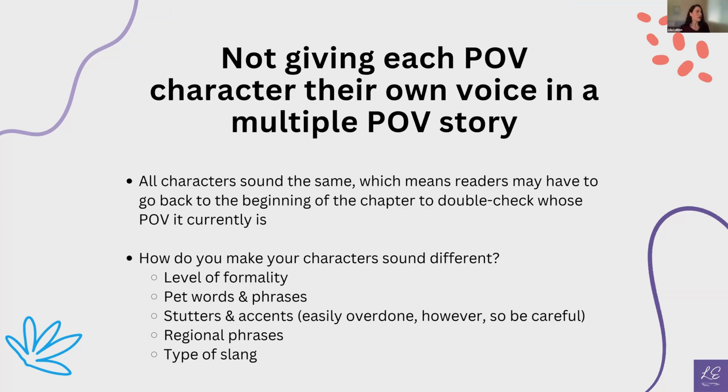because the narration and that character's dialogue should be very tailored to that character's personality and background. And so the way you can do that is just make sure you know each character really well, and know what the level of formality is when they speak. Do they have any pet words or phrases that they like to use? Do they stutter or have an accent? Be careful with those because they can be easily overdone. Regional phrases, so where do they come from, and do they use certain words certain ways because of that, and any slang that they use.